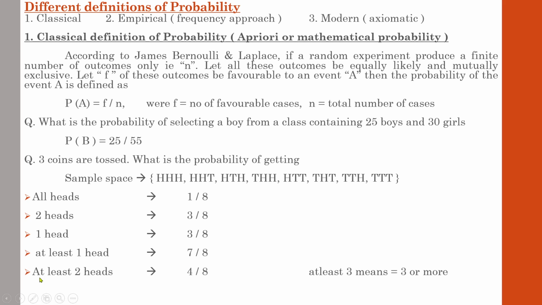And finally, at least two heads. At least two heads is also the same case. Remember, at least two means 2 and above. Here it is 3, we will include that. Here it is 2, we will include that. 2, we will include. 2, we will include. From here on, all are one head or nothing. Here we are asked to find the probability of at least 2 heads. At least 2 means 2 and above. See, 1, 2, 3, 4. So probability is 4 by 8.